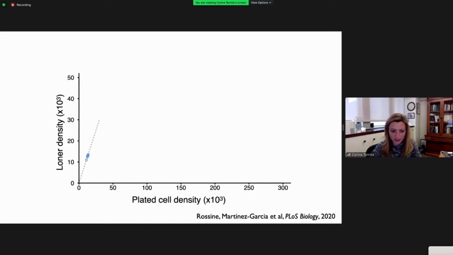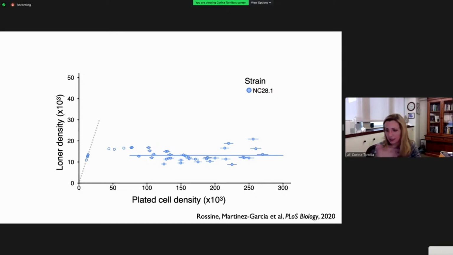That was not the most exciting. But then what he found was definitely not a linear relation, definitely not a one-to-one relationship between loner density and plated cell density. Instead, he found a constant number. Basically the same number of loners seemed to be left behind past a certain density, no matter how many cells we started out with. And that was pretty surprising because I had never even thought about theoretical models that might explain how a system might count a given number rather than produce a given conserved fraction.